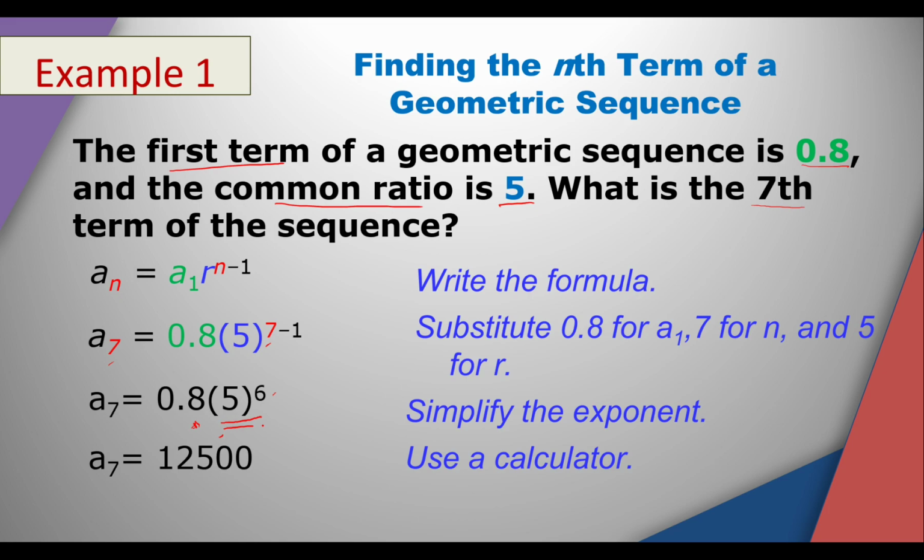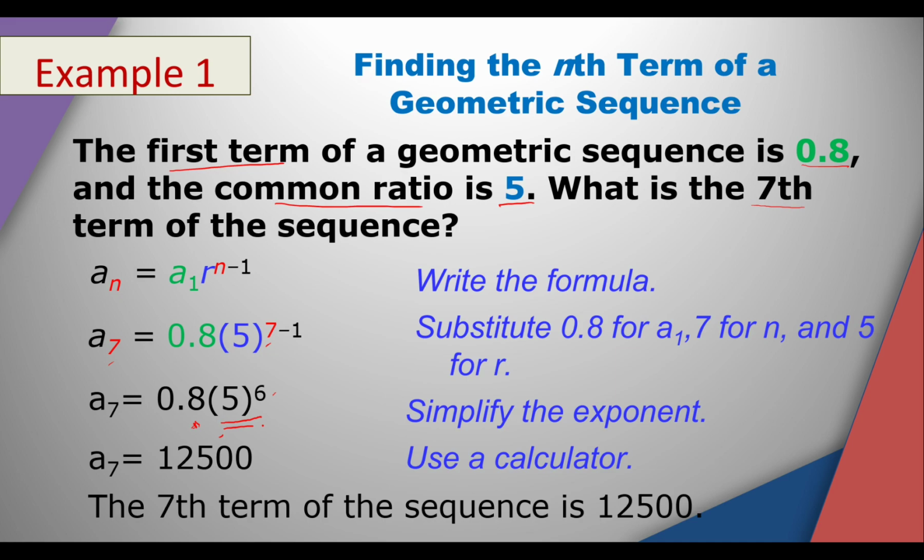We can now answer the question, what is the seventh term of the sequence? The seventh term of the sequence is 12,500.